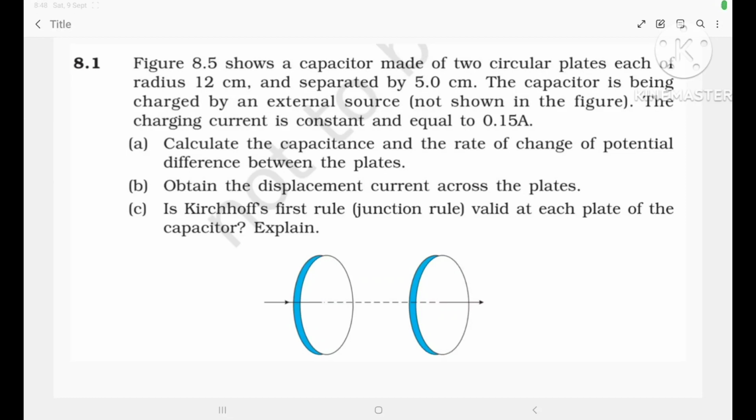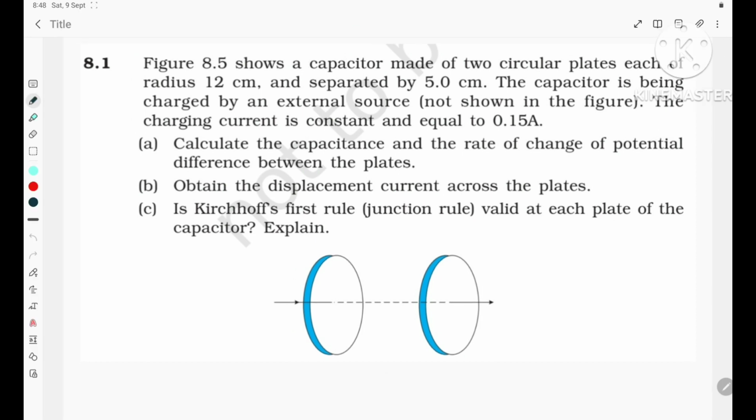Question. What is given? Figure 8.5 shows a capacitor made of two circular plates, each of radius 12 centimeter and separated by a 5 centimeter distance. Okay, so what is the radius of the plate? 12 centimeter, and the distance of separation is 5 centimeter.